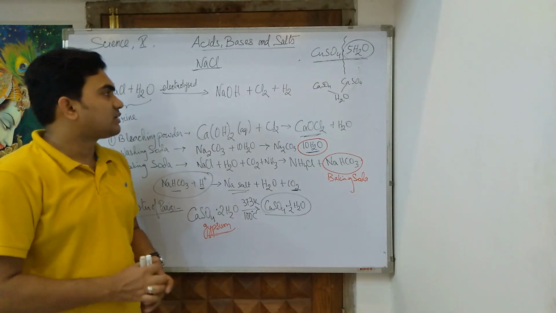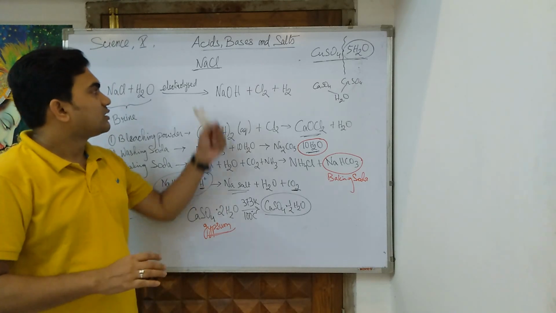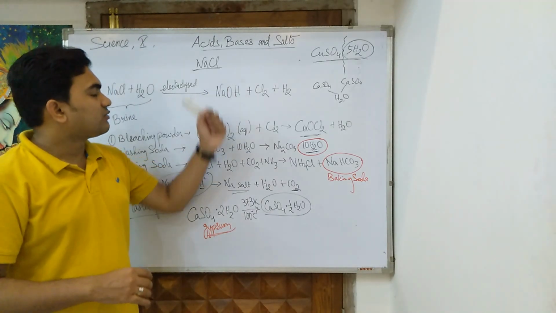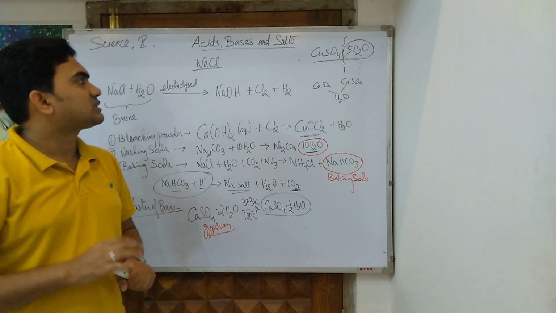So these were the uses of common salt, sodium chloride, and with this the chapter acids, bases and salts ends.